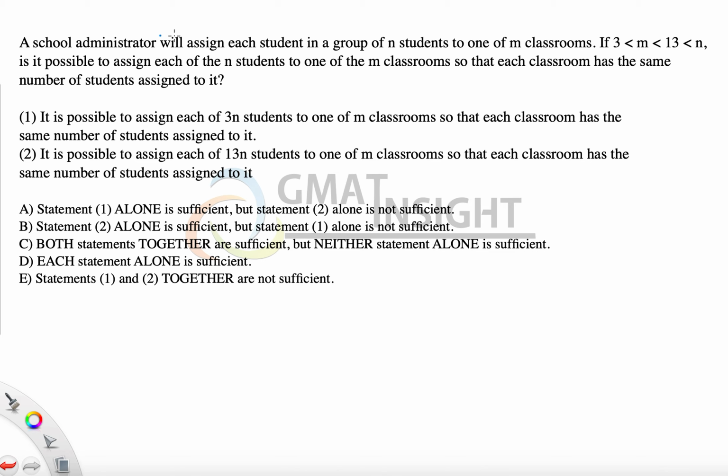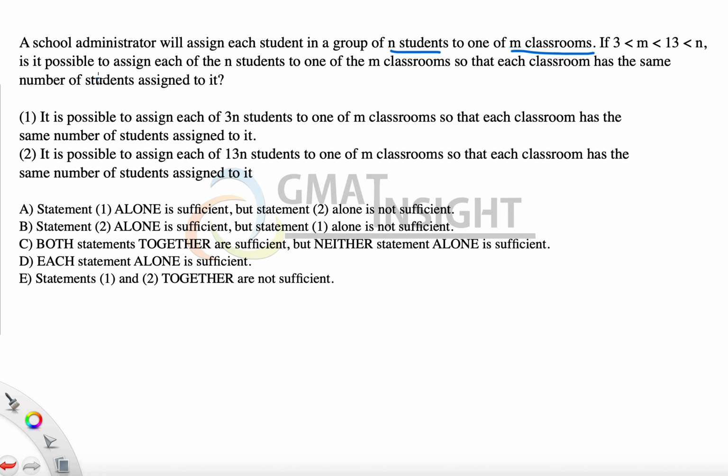A school administrator will assign each student in a group of n students to one of the m classrooms, where we have been given a range of m and n: m has to be between 3 and 13 and n must be greater than 13. So the number of students is greater than 13 and the number of classrooms is between 3 and 13.